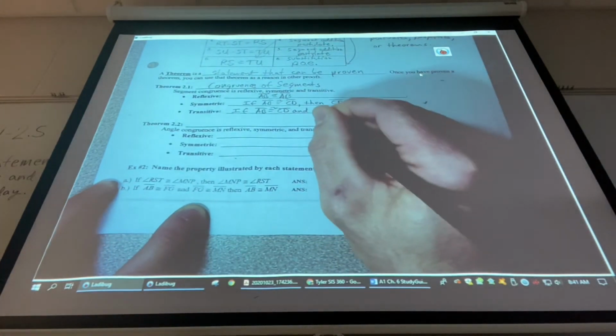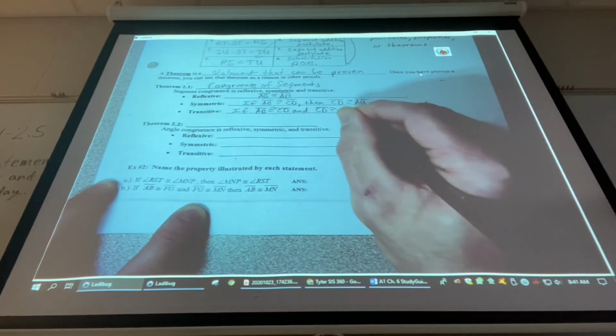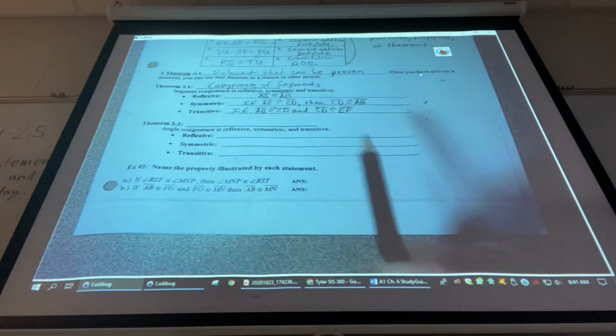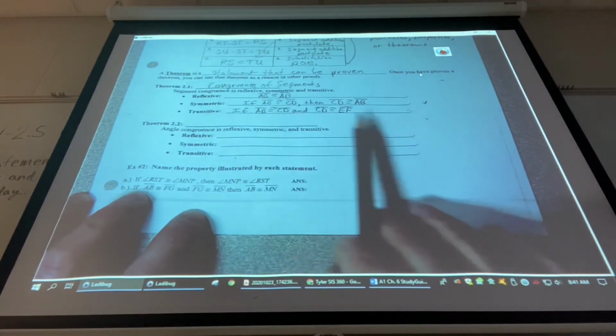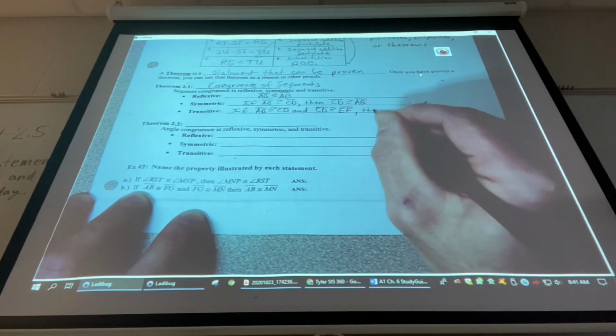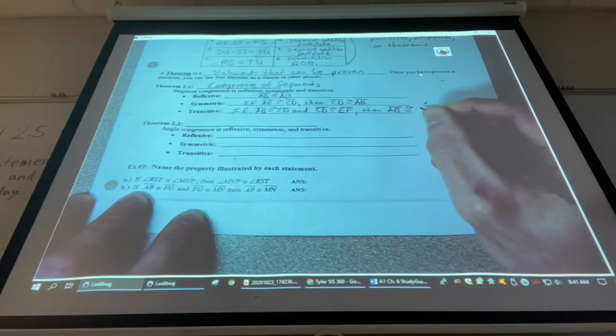Yeah, exactly. And segment CD is congruent to something else. We'll call it EF. If you know that these are congruent and these are congruent, what can your result be? AB is congruent to EF. And segment AB is congruent to segment EF.